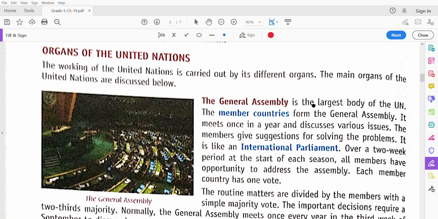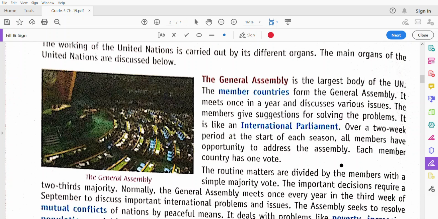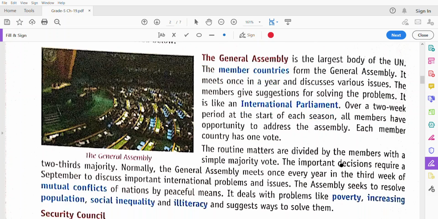The General Assembly is the largest body of the UN. All the member countries meet once a year and discuss the various international problems of the world. As we have a parliament in our country, this is like an international parliament in which all the countries discuss problems related to the world, and the decisions are taken with a majority of 2/3 members.